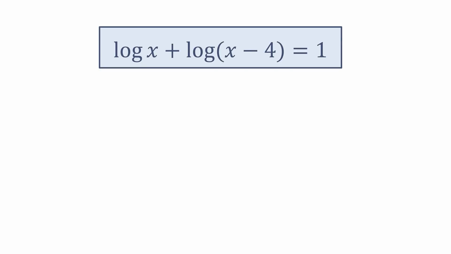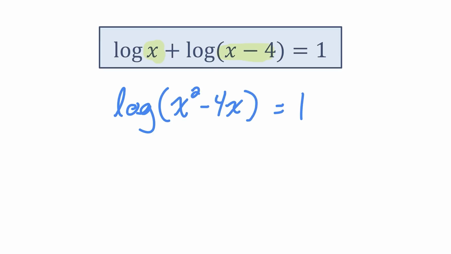This is the first logarithmic equation. Our unknown is in the argument of a logarithm. I notice that I have two logarithms with the same base that are being added together. I could combine them together by multiplying their arguments. X times x minus 4 is x squared minus 4x.